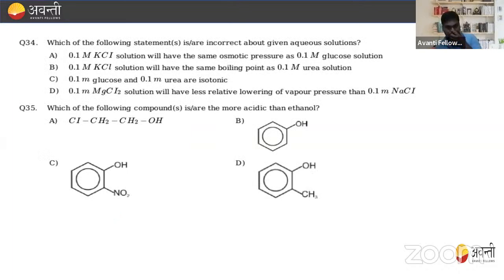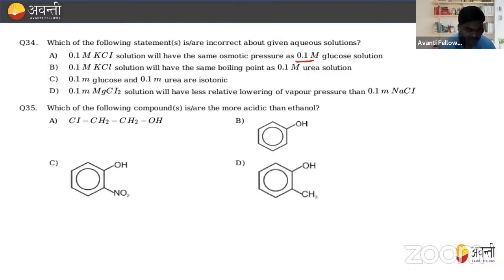Right? Now, this question is again from colligative properties. That is question number 34. Which of the following statements is correct about the given aqueous solutions? 0.1 molar KCl solution will have the same osmotic pressure as 0.1 molar glucose solution. This is absolutely wrong because we know that KCl gives two ions.